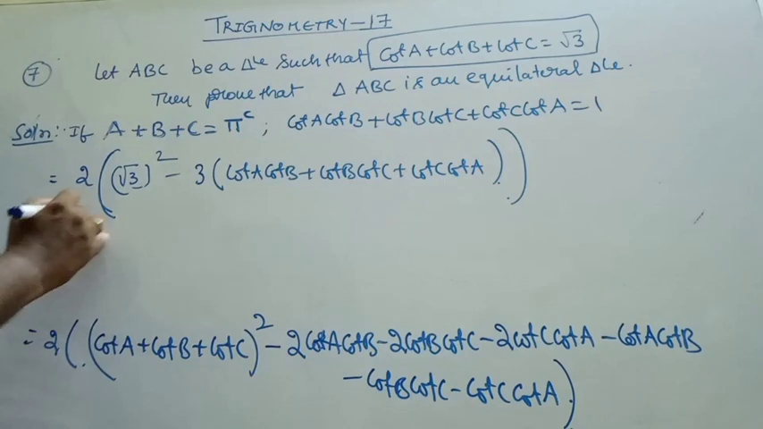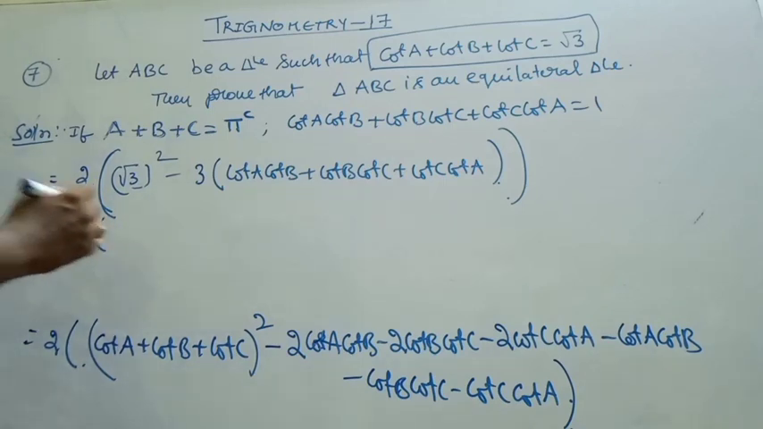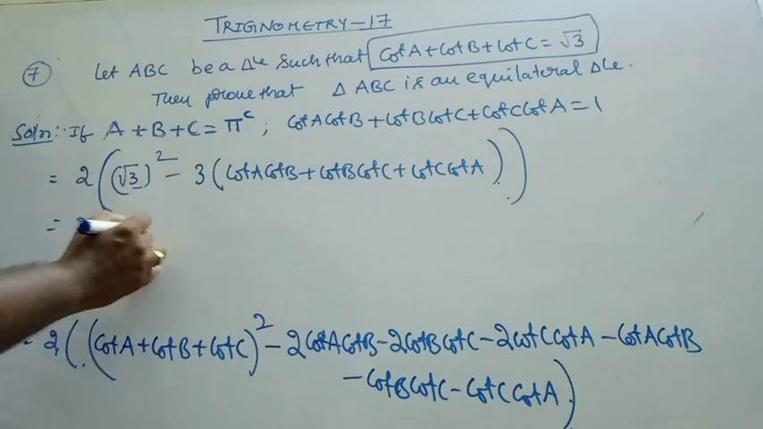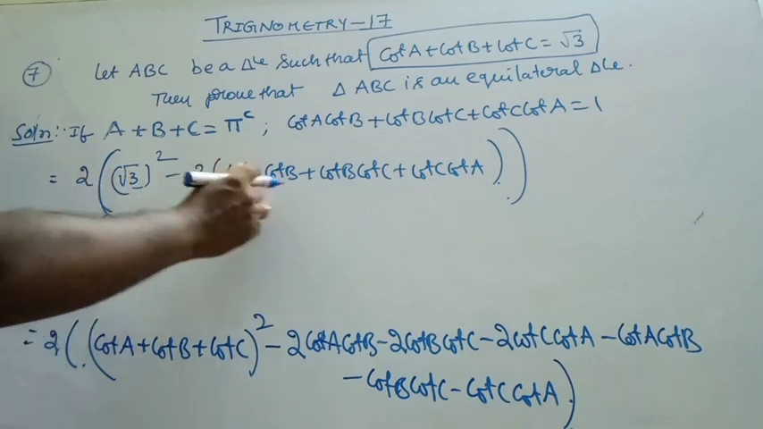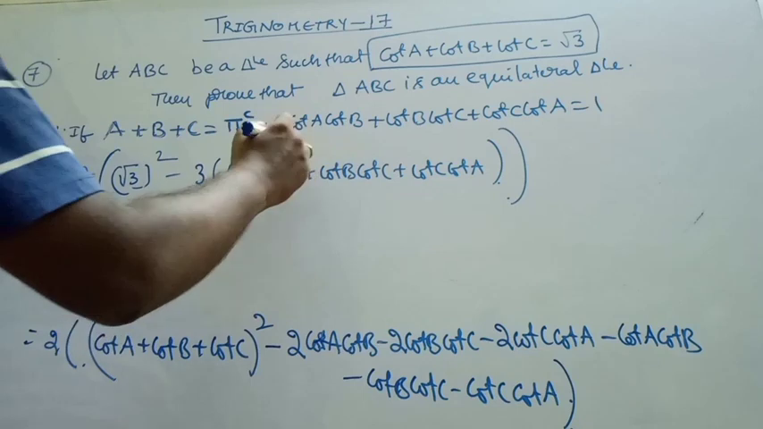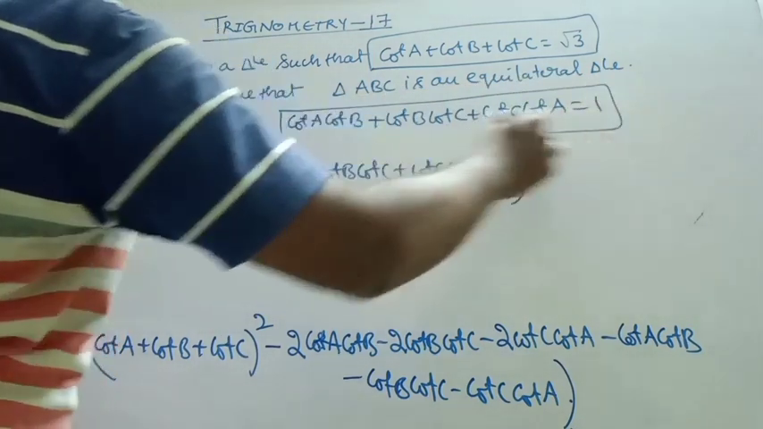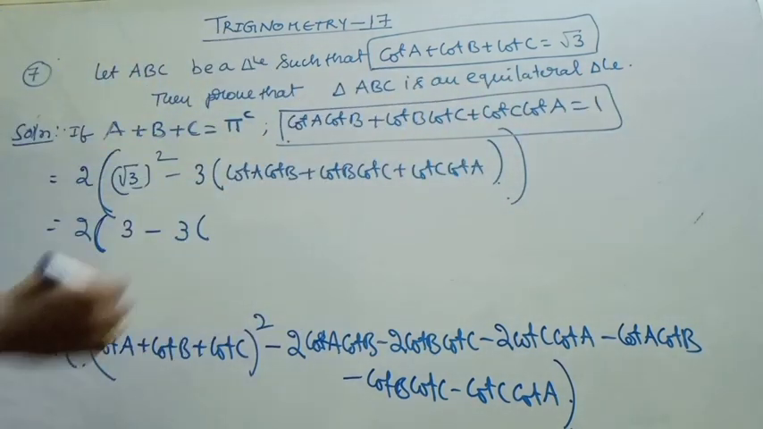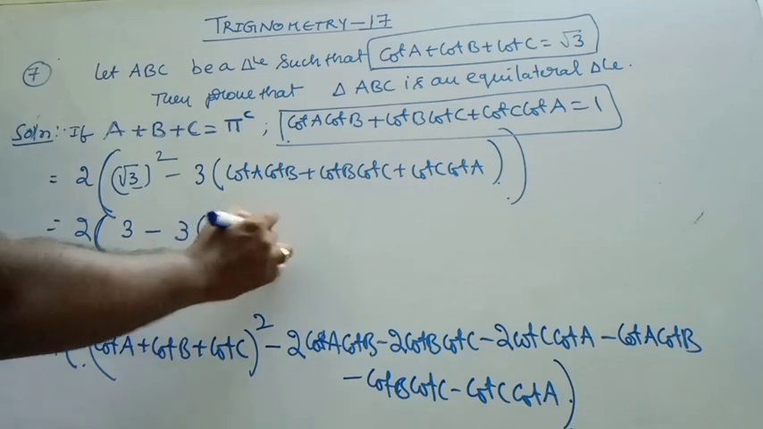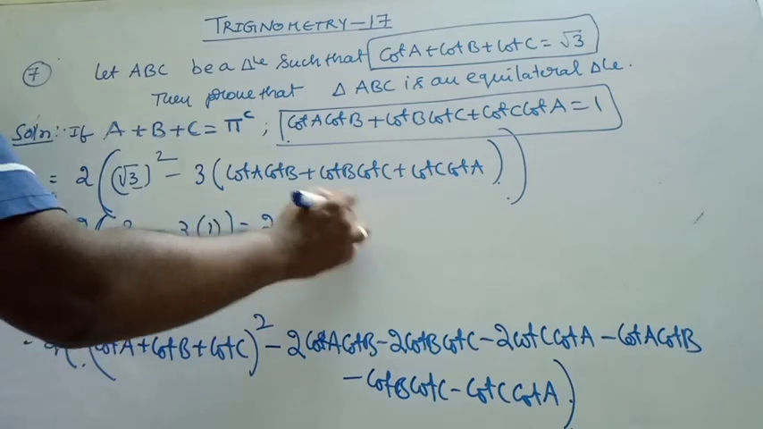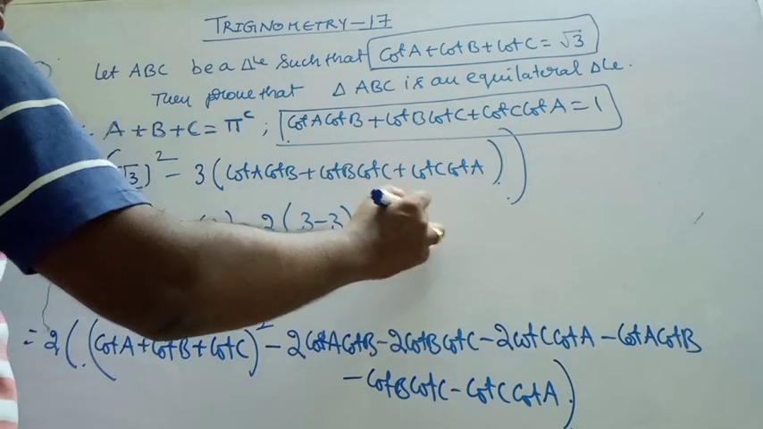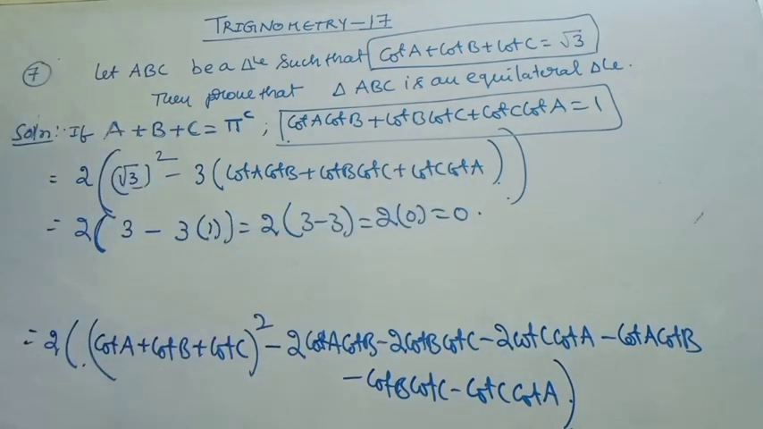Fine. And this is now 2 into root 3 square, which is 3, minus 3 into, this is what they have already given. I told you that cot A cot B plus cot B cot C plus cot C cot A is 1. Now this is 2 into 3 minus 3, that is 0. 2 into 0 is 0. Wonderful. The total thing we have got as 0.